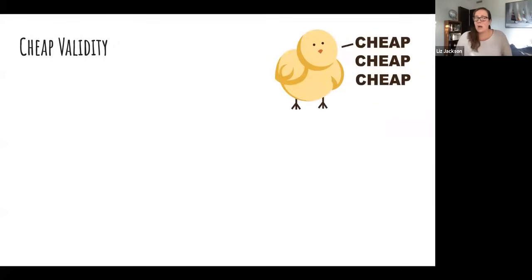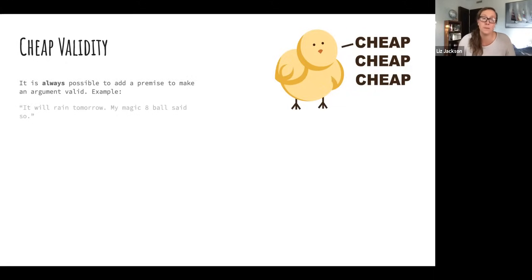The last thing we're going to talk about today is what's called cheap validity. And here's something that's really interesting. When you're reconstructing an argument, it's always possible to add a premise to make the argument valid. For example, let's say I say, it will rain tomorrow. My magic 8-ball said so. You might reconstruct that this way: my magic 8-ball said it will rain tomorrow, therefore it will rain tomorrow.